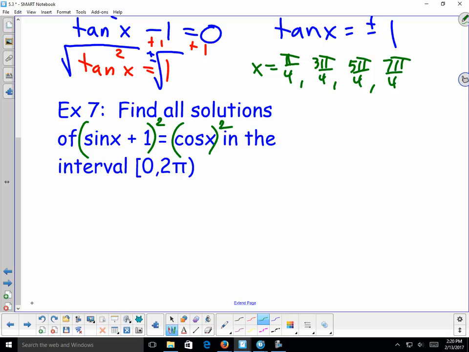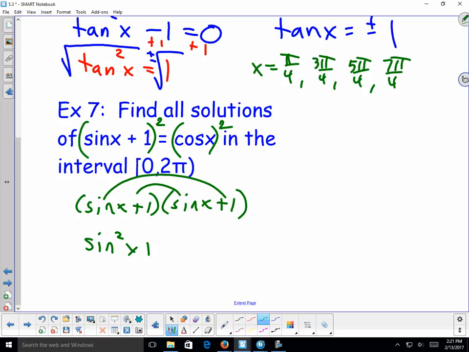Extraneous. So we're going to need to check our solutions here to see if they work. All right, so let's square both sides. You know that means we're doing sine x plus 1 times sine x plus 1, right? So I have to use FOIL. I get sine squared x plus sine x plus another sine x is 2 sine x, plus 1 equals, and cosine x quantity squared is the same as cosine squared x.